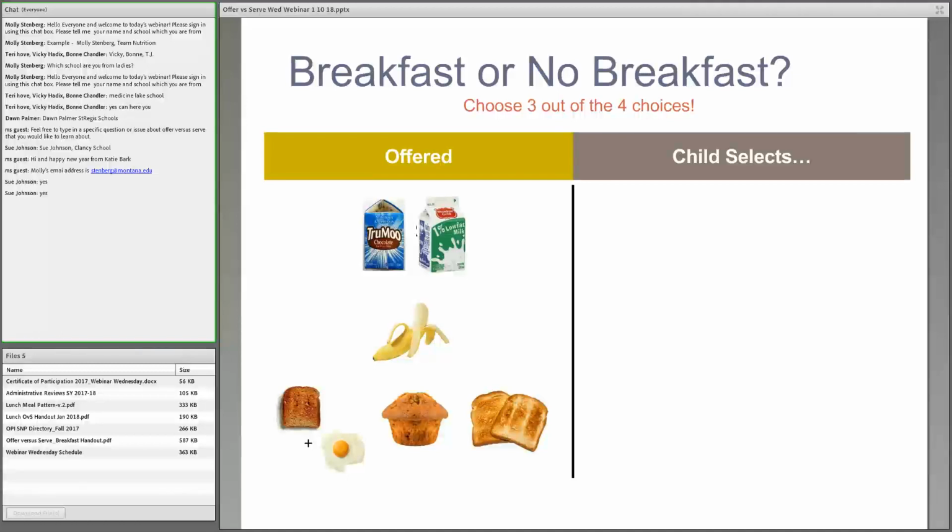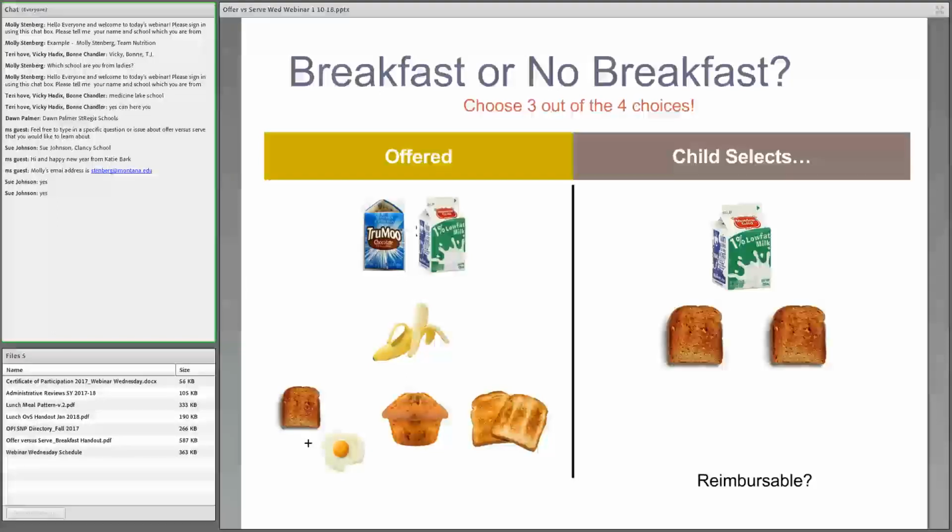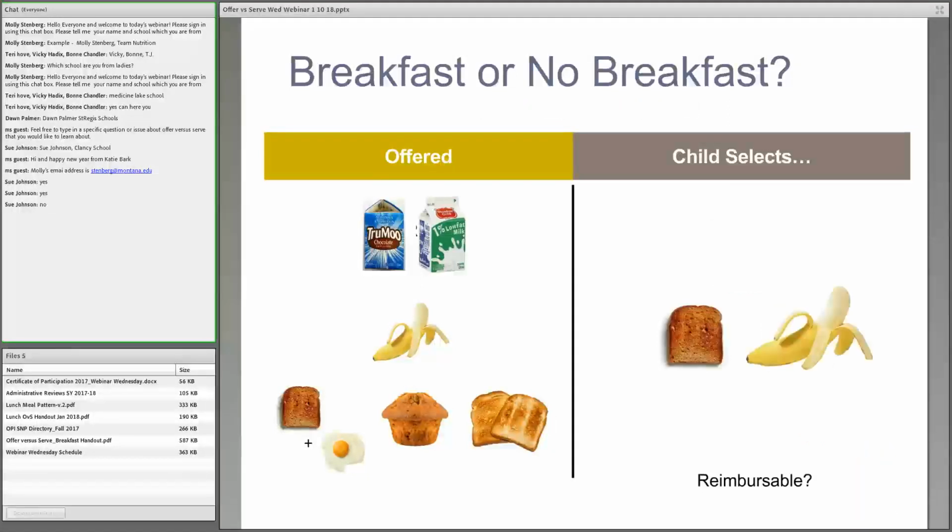Okay, what if you offer this: milk, banana, and grain or egg, and a child selects 2 pieces of toast, which would be 2 items, plus a milk? Is this reimbursable? No. It's not, because it's missing the half cup fruit or vegetable.